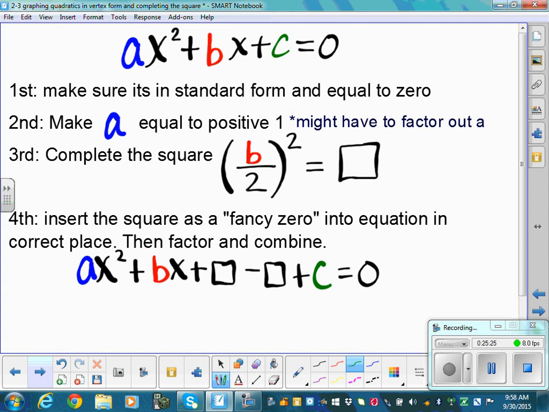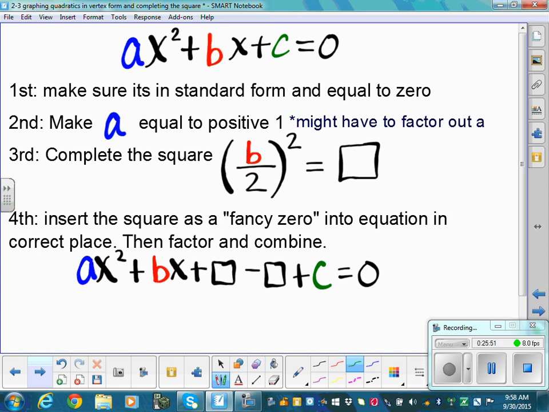Then second, this is so important, the most important thing. This is the most forgotten thing. You have to make sure a, the value in front of x squared, is equal to 1. So you might have to factor out something. If a is something other than positive 1, you need to factor it out. Then once you've factored it out, your a is now 1. You'll leave the a that you factored out off to the side for a minute, and you'll continue.